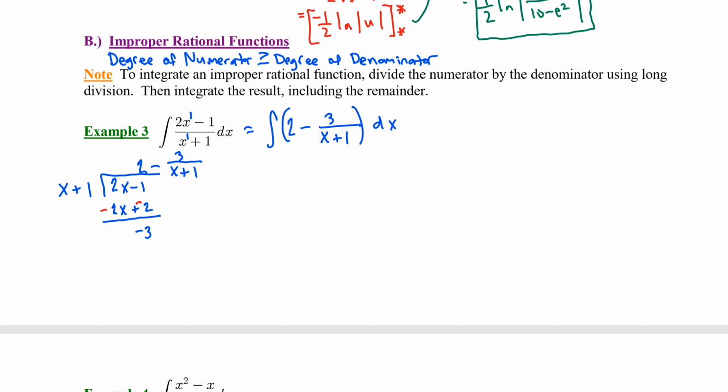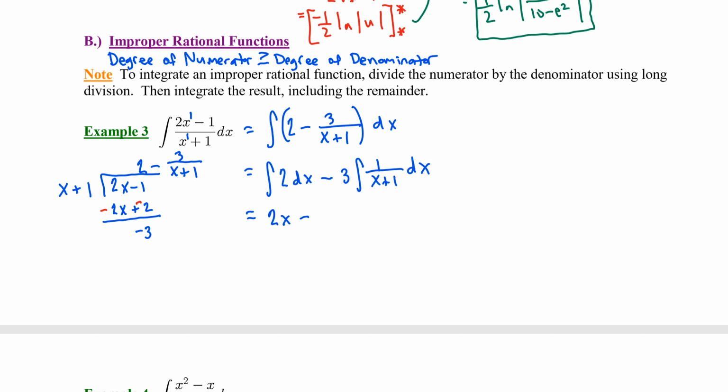Because we have two terms, we can integrate each term individually. So I'm going to integrate 2 dx. And I'm going to rewrite this as minus 3 times the integral of 1 over x plus 1. Again, I'm just factoring out the constant as a coefficient of the integral. Now, the first term we can integrate directly. The integral of 2 dx is 2x.